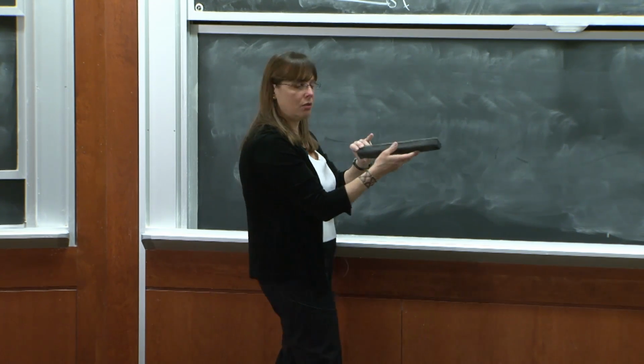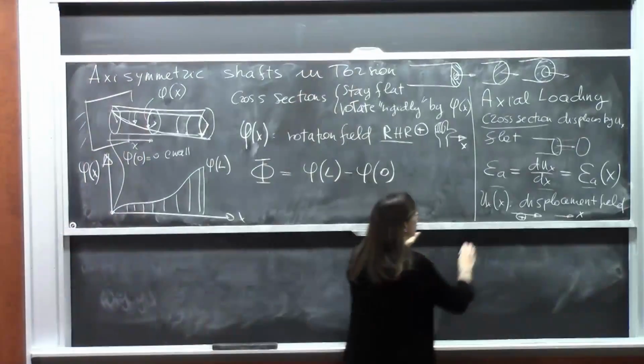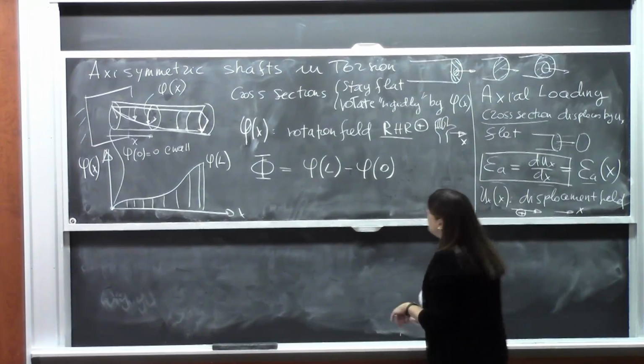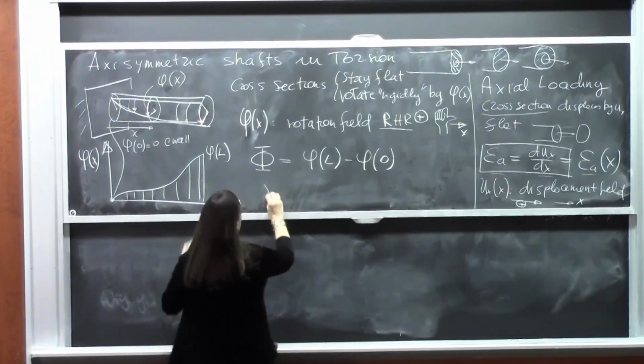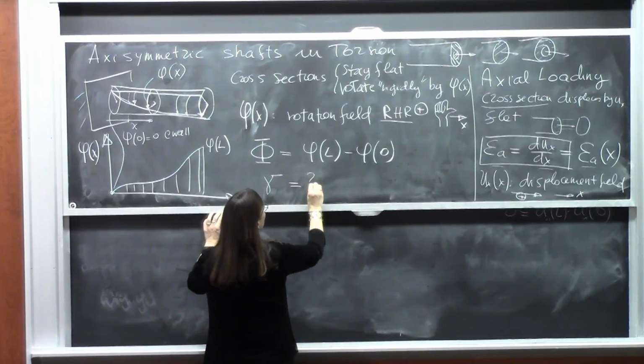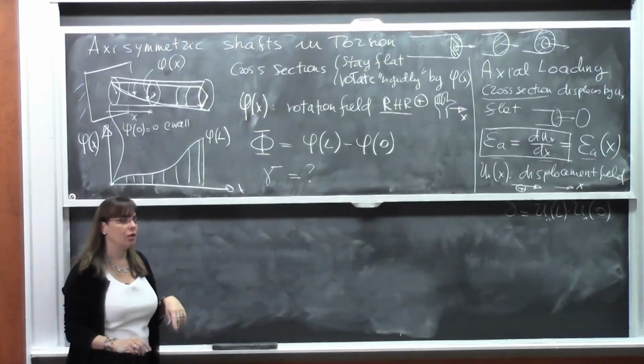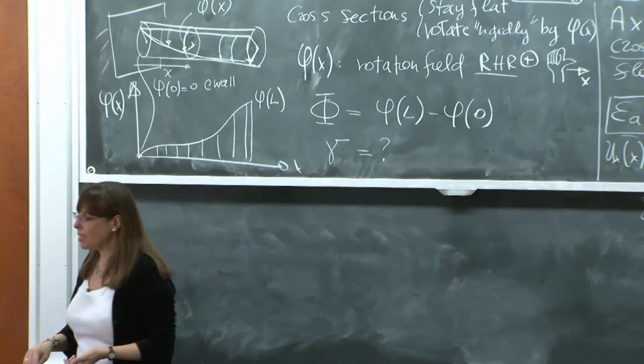Okay? All right. So now this is the kind of thing we are after. How do we get gamma equal to what in connection to phi x? Okay, so this is our next challenge.